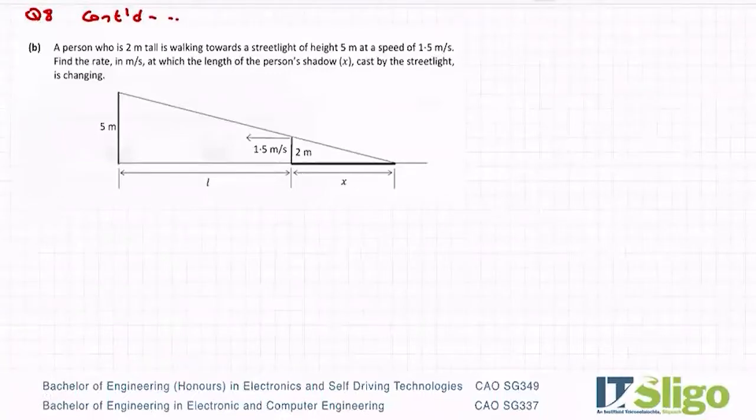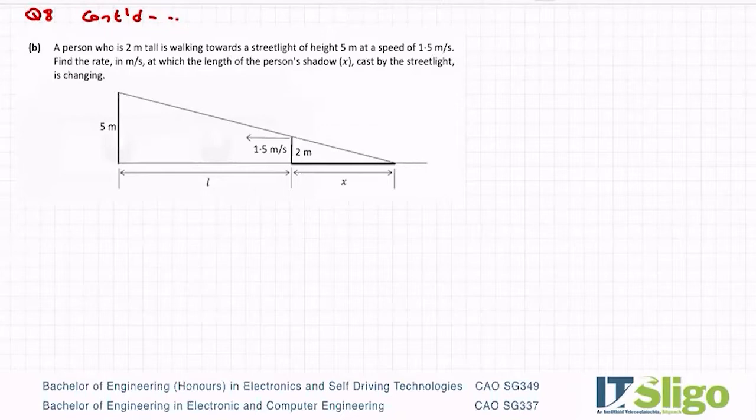Okay, part B then. A person who is 2 meters tall is walking towards a street light of height 5 meters at a speed of 1.5 meters per second. Find the rate in meters per second at which the length of the person's shadow x cast by the street light is changing. So, rates of change.